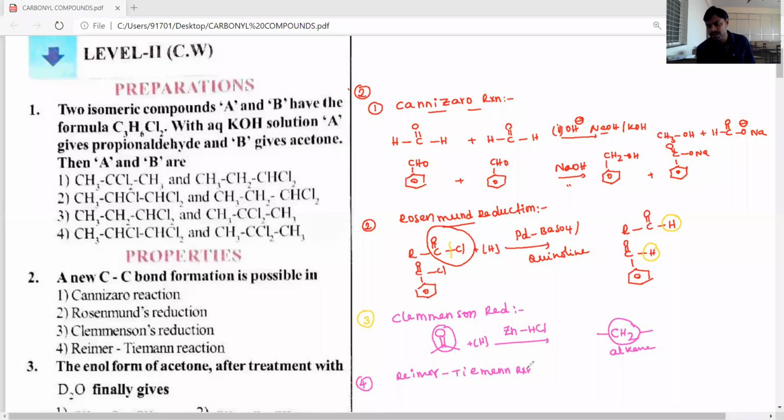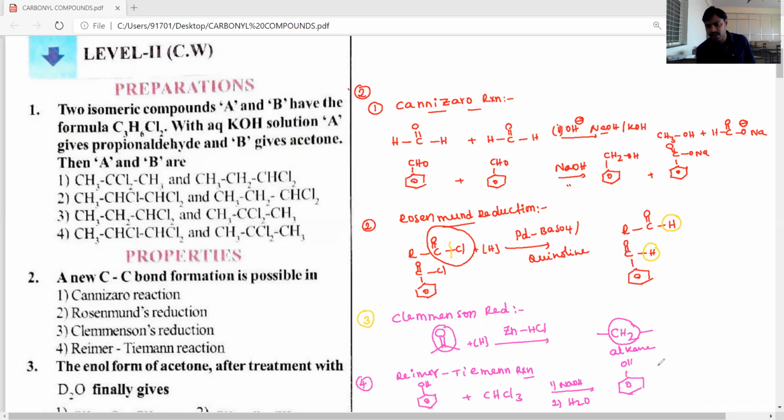What is the Reimer-Tiemann reaction, dear students? The Reimer-Tiemann reaction is phenol reacting with chloroform. If carbon tetrachloride is used, then we get ortho-hydroxybenzoic acid, salicylic acid. If chloroform is used, then we get ortho-hydroxybenzaldehyde, or salicylaldehyde, followed by hydrolysis.